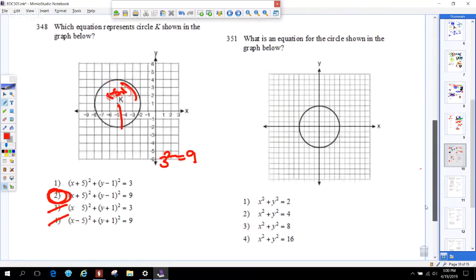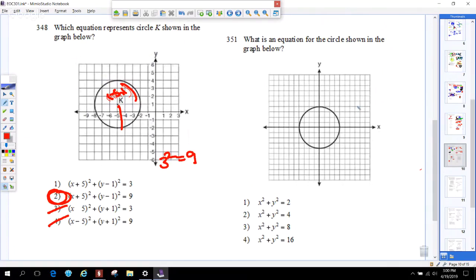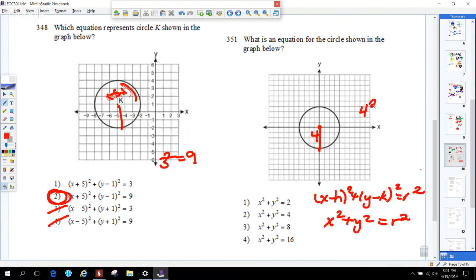Last question, we can just finish the page. What is an equation of a circle shown in the graph below? Let's see, 1, 2, 3, 4, 1, 2, 3, 4. So the origin is the center. So we know the formula is x minus h squared plus y minus k squared equals r squared. Well, because h and k are 0, we're just left with x squared plus y squared. And now we just have to deal with the r squared. Here, my radius is 4. 4 squared is, of course, 16. Choice 4. We did it!